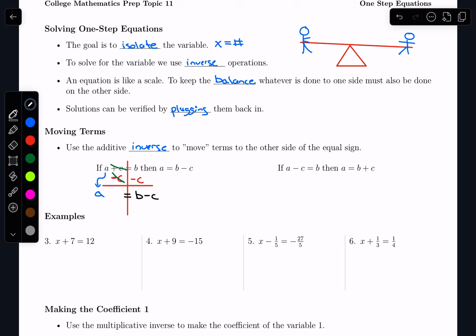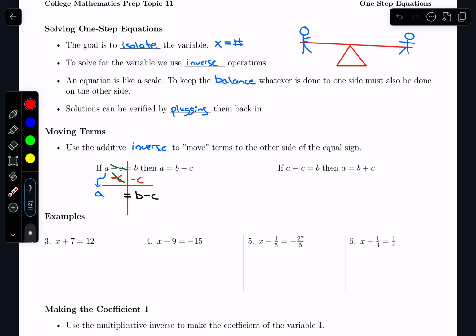I just leave them as B minus C. But now look at what I have. I have A on the left is equal to B minus C on the right, and that's exactly what I was supposed to get based on this formula. A equals B minus C. So what I need you guys to take away from this is that in order to move that letter C to the other side, I had to subtract it from both sides.